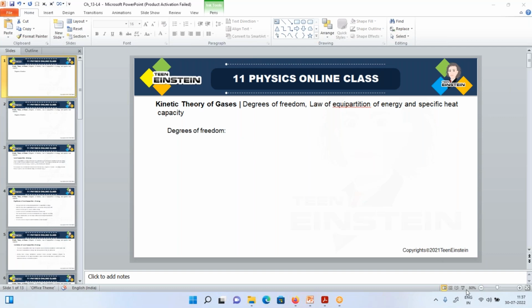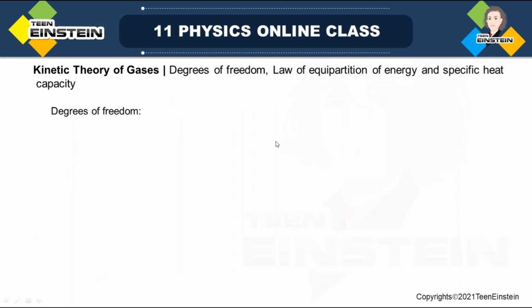Good morning. Today we are going to learn very interesting lessons from kinetic theory of gases. So today we'll learn what is called degrees of freedom and why it is necessary to learn it. And an important law which is called the law of equipartition of energy, that we'll learn. And at the same time we'll learn how to calculate specific heat of monoatomic, diatomic and triatomic gases or molecules.